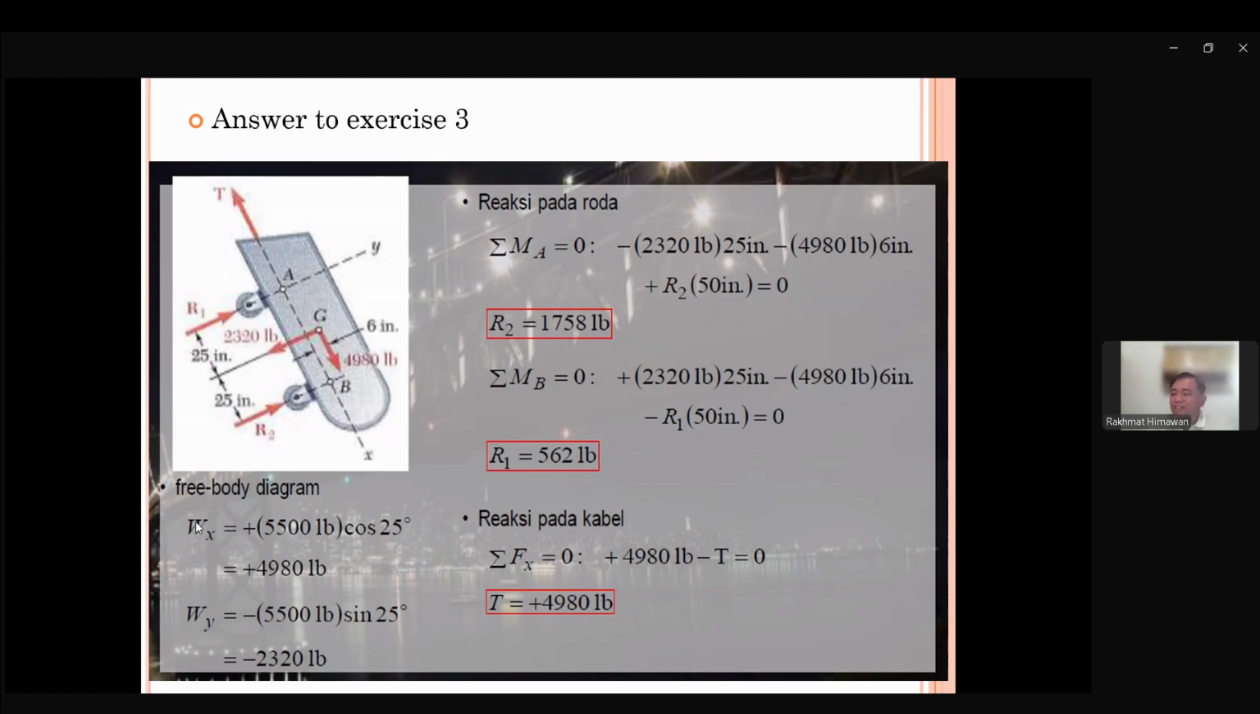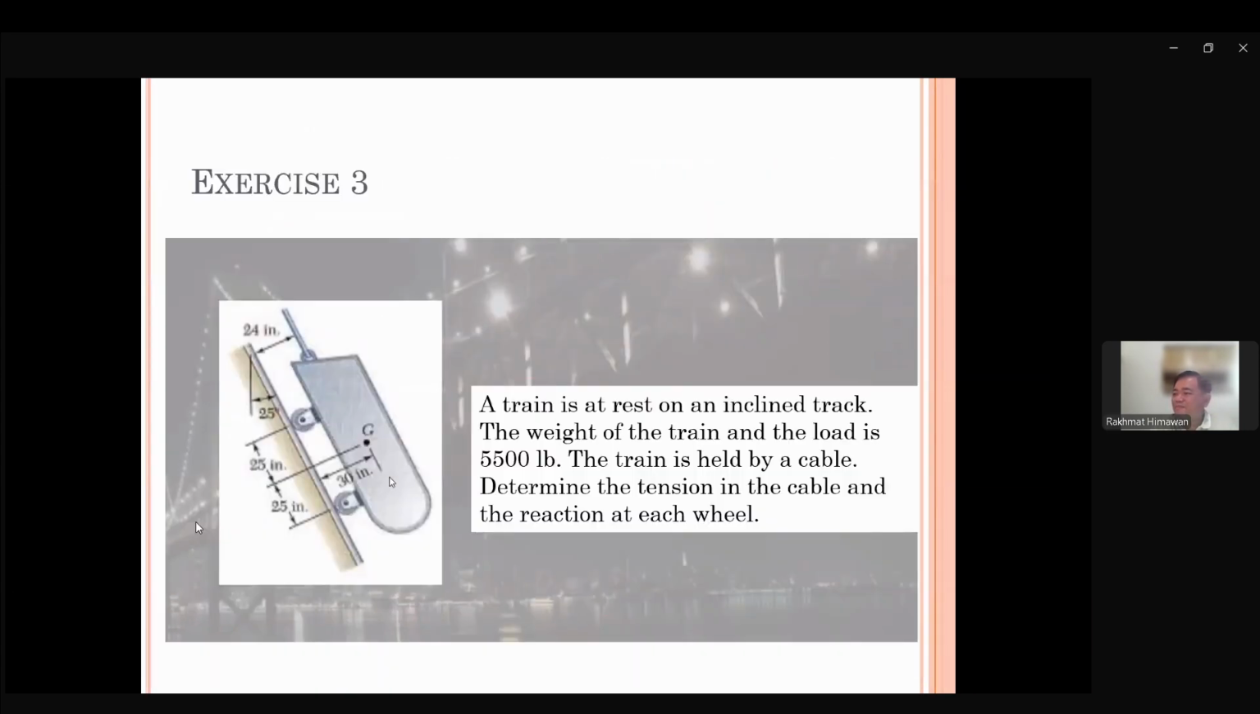Any question now for this example? All good, Pak. All good, Pak. If this type of problem is going up in the exam, do you think you can make it? You can do it? Do you think you need more time?